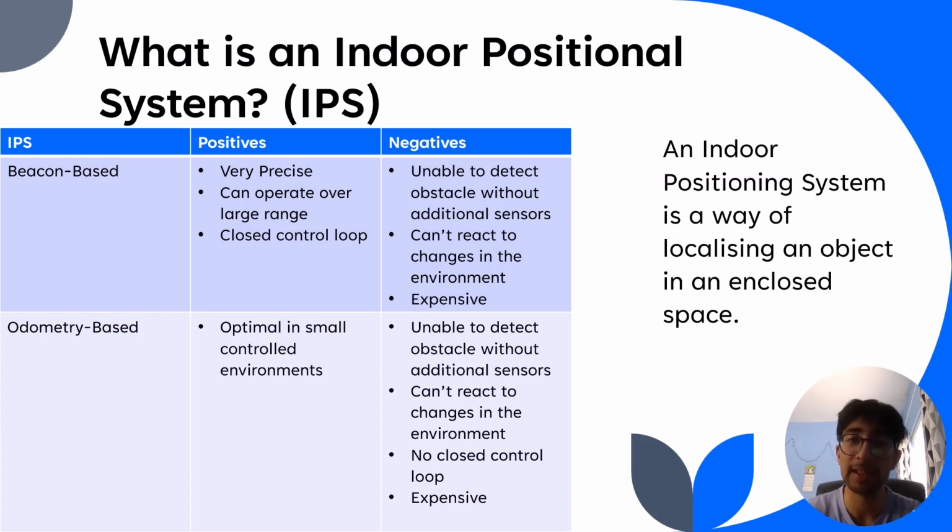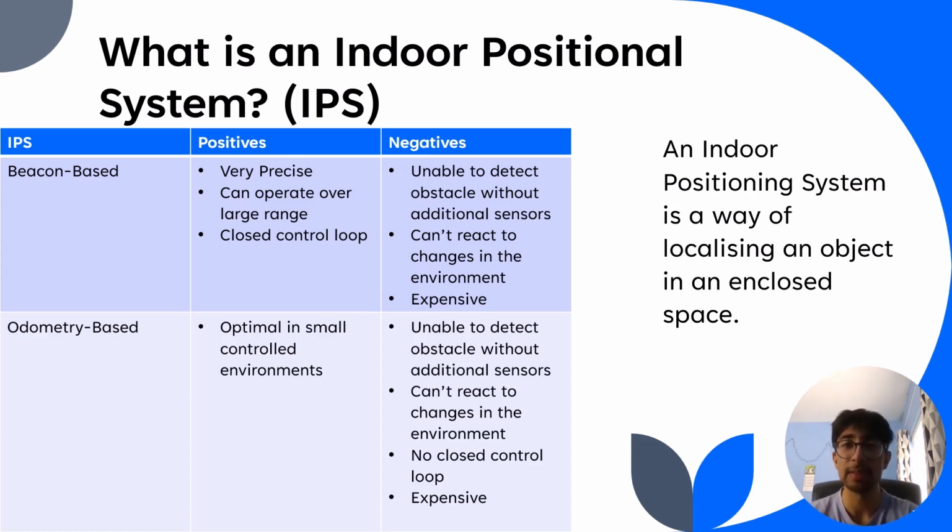The two main IPS methods used today are beacon-based localization and odometry-based localization. Beacon-based localization involves placing beacons in known positions and sending signals between the beacon's transmitter and the robot's receiver. By measuring the time of flight of the signal and using multiple beacons, you can triangulate the position of the robot. Odometry-based localization involves using precise wheel encoders to measure the rotation angle of the wheels, allowing you to calculate the distance a robot has traveled from its starting position.